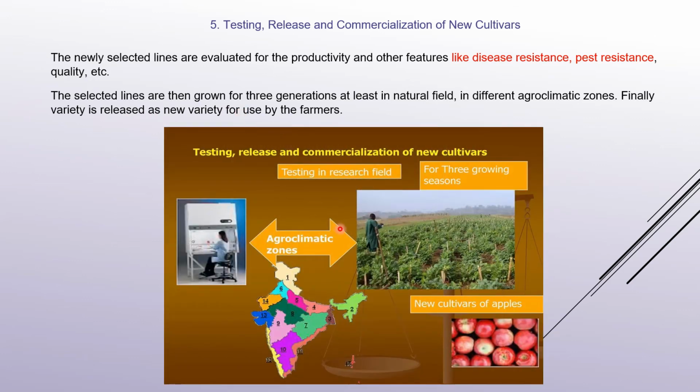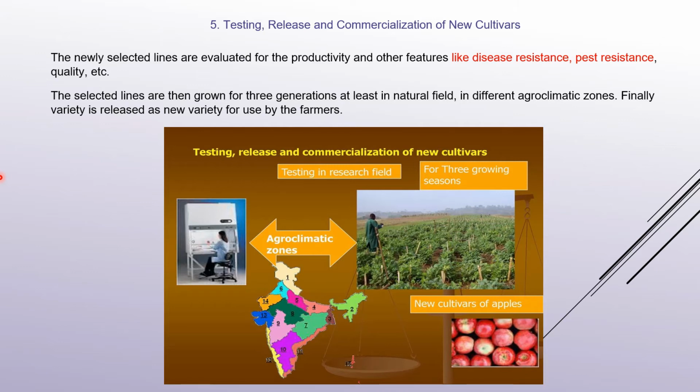Here the testing is done first in the research field, which is grown for 3 consecutive seasons. It is checked for the various agroclimatic zones, and finally the new cultivation is done. On the left hand side, if you observe carefully, this is a plant tissue culture laboratory. So this was about the testing, release and commercialization of new cultivars.